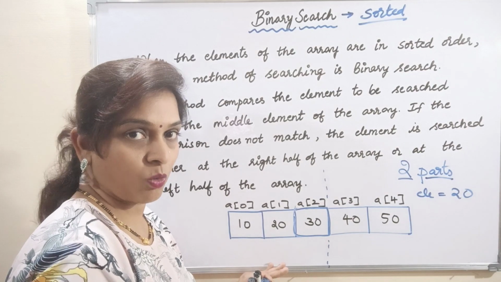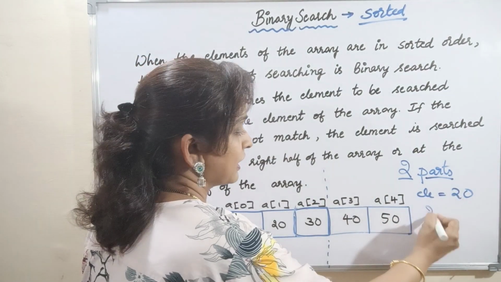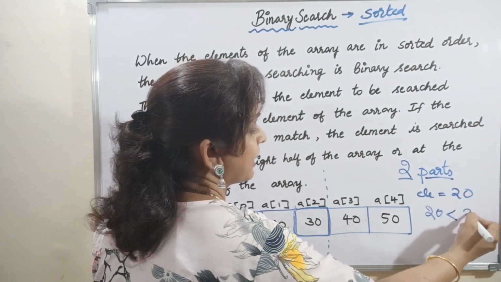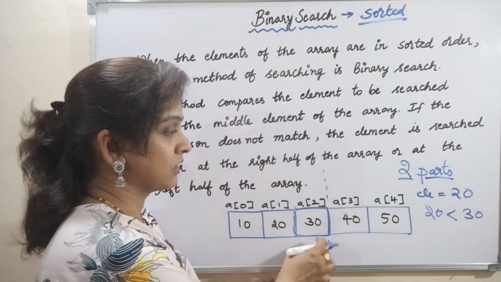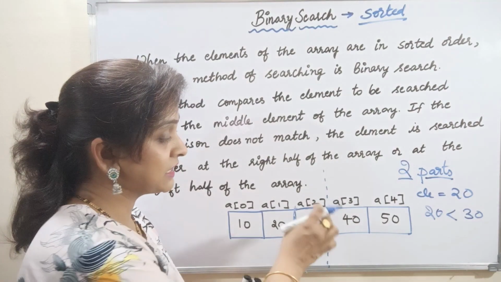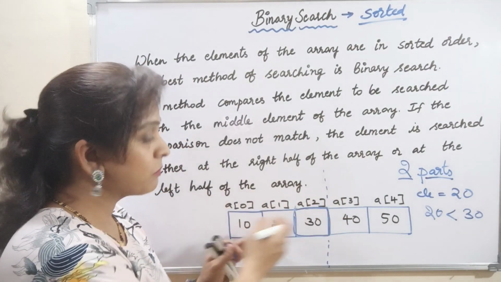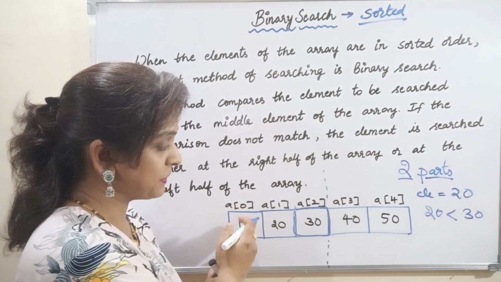No. Okay. Then I need to check, is the search element 20 less than the element in the mid position? Is 20 less than 30? Yes. The search element is less than the element in the mid position. Then I have to move towards the left. When I move towards the left, what happens?